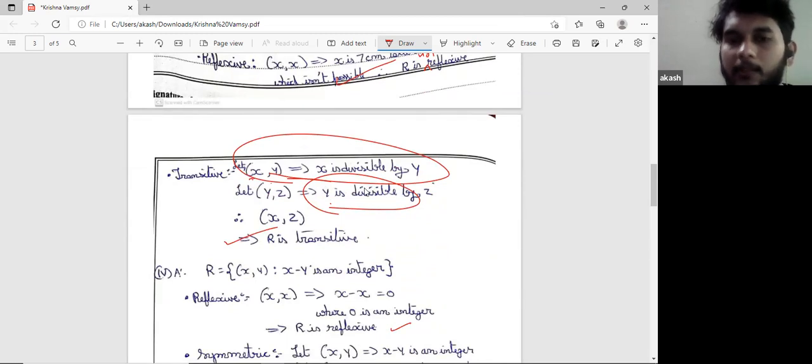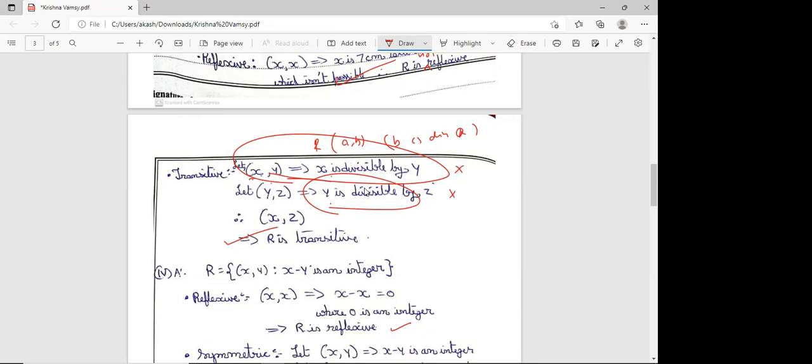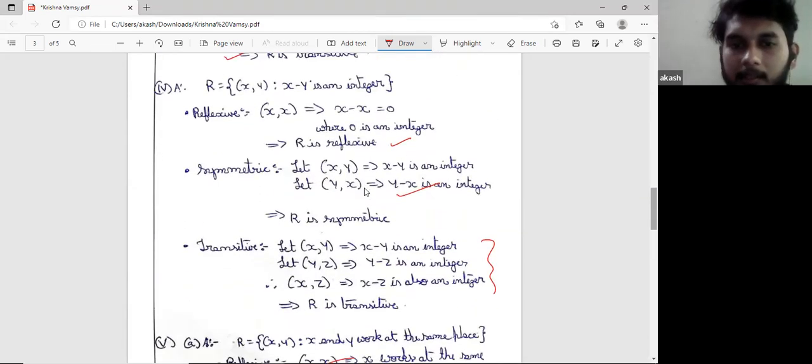In this question, you reversed the relation. They've told you R is all the ordered pairs (A, B) such that B is divisible by A. But here you wrote (X, Y), X is divisible by Y. So you reversed the relation, and this would be wrong. Even though your method is right, it was just a silly mistake.